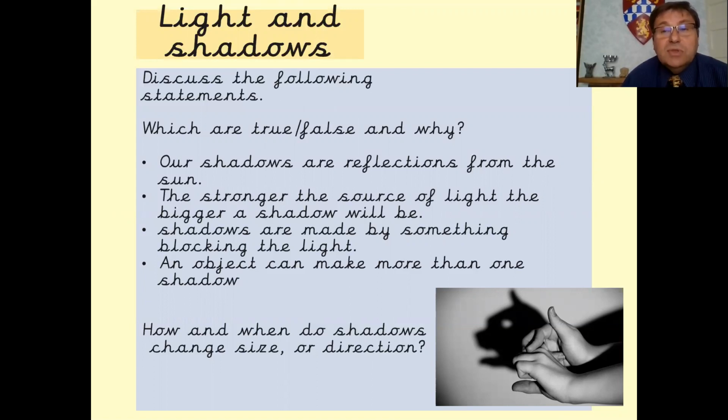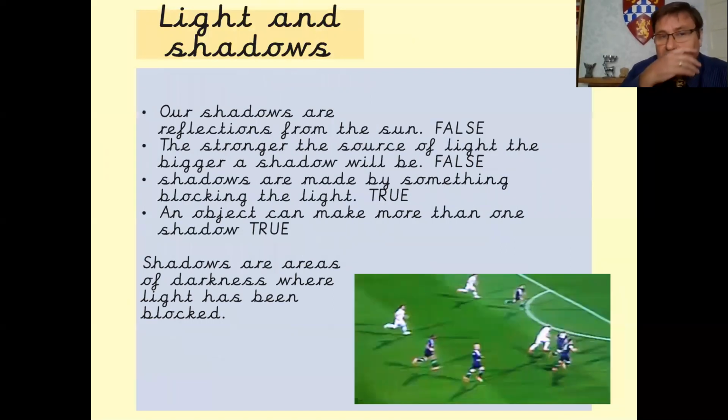I'm now going to go through the answers. So, are shadows reflections from the sun? Well, actually that is false, because shadows aren't a reflection. Shadows are where the light is actually blocked. So you're blocking the sun. So a shadow is a blocking rather than a reflection. In fact, it's the opposite.